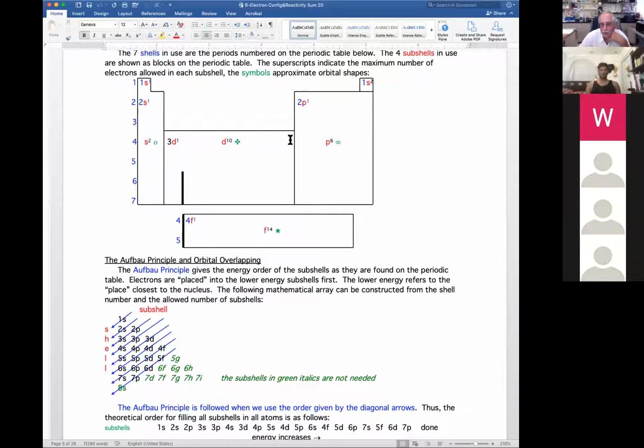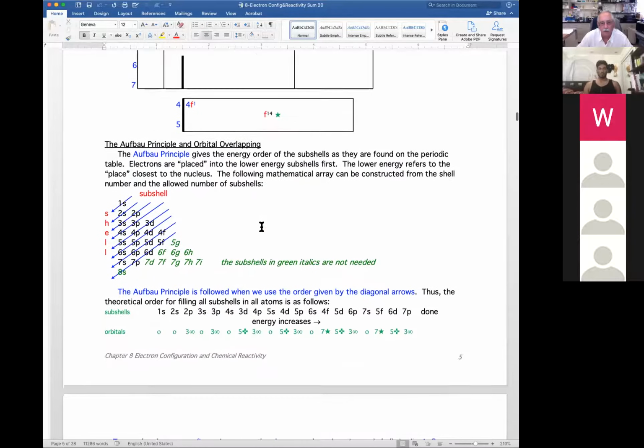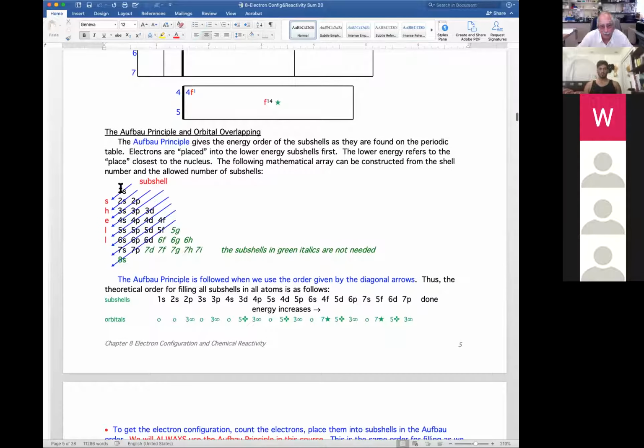Why does the 4s come before the 3d? Well, because it has lower energy. So how do we match that? We take that same thing that we built up there and we simply take the diagonal. When that happens, the 4s comes before the 3d. So this is the order that we see on the periodic table. That's the Aufbau principle. We will use that for all electron configurations.